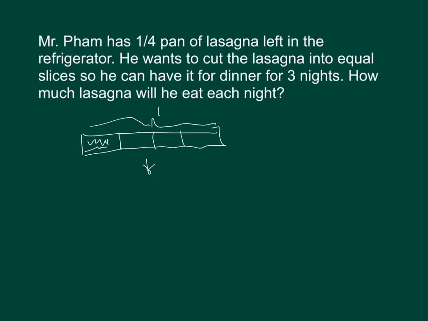Then we draw an arrow. And we still have a 1/4 there. And we divide the 1/4 into the 3 for the 3 nights. All the other ones would be the same way. So we would have 1/4 divided by 3, which equals 1/12. He will have 1/12 of lasagna each night.